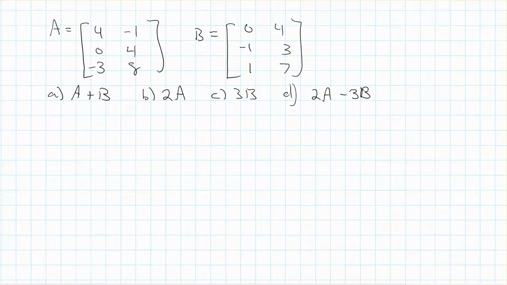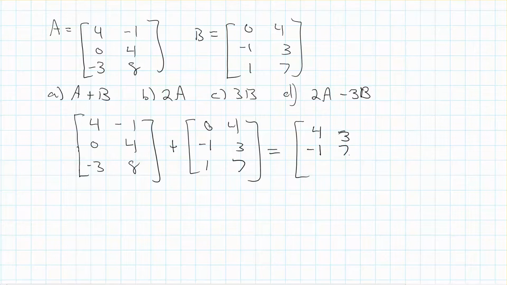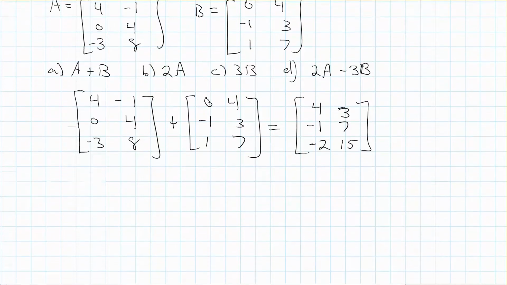Now all of these are pretty straightforward because again these operations are what I would consider pretty basic operations. So we have 4, negative 1, 0, 4, negative 3, 8, plus 0, 4, negative 1, 3, 1, and then 7. And so this is equal to, well, 4 plus 0 is 4, negative 1 plus 4, positive 3, 0 plus negative 1, negative 1, 4 plus 3, 7, negative 3 plus 1, negative 2, 8 plus 7 is 15. So again, not really much going on there.